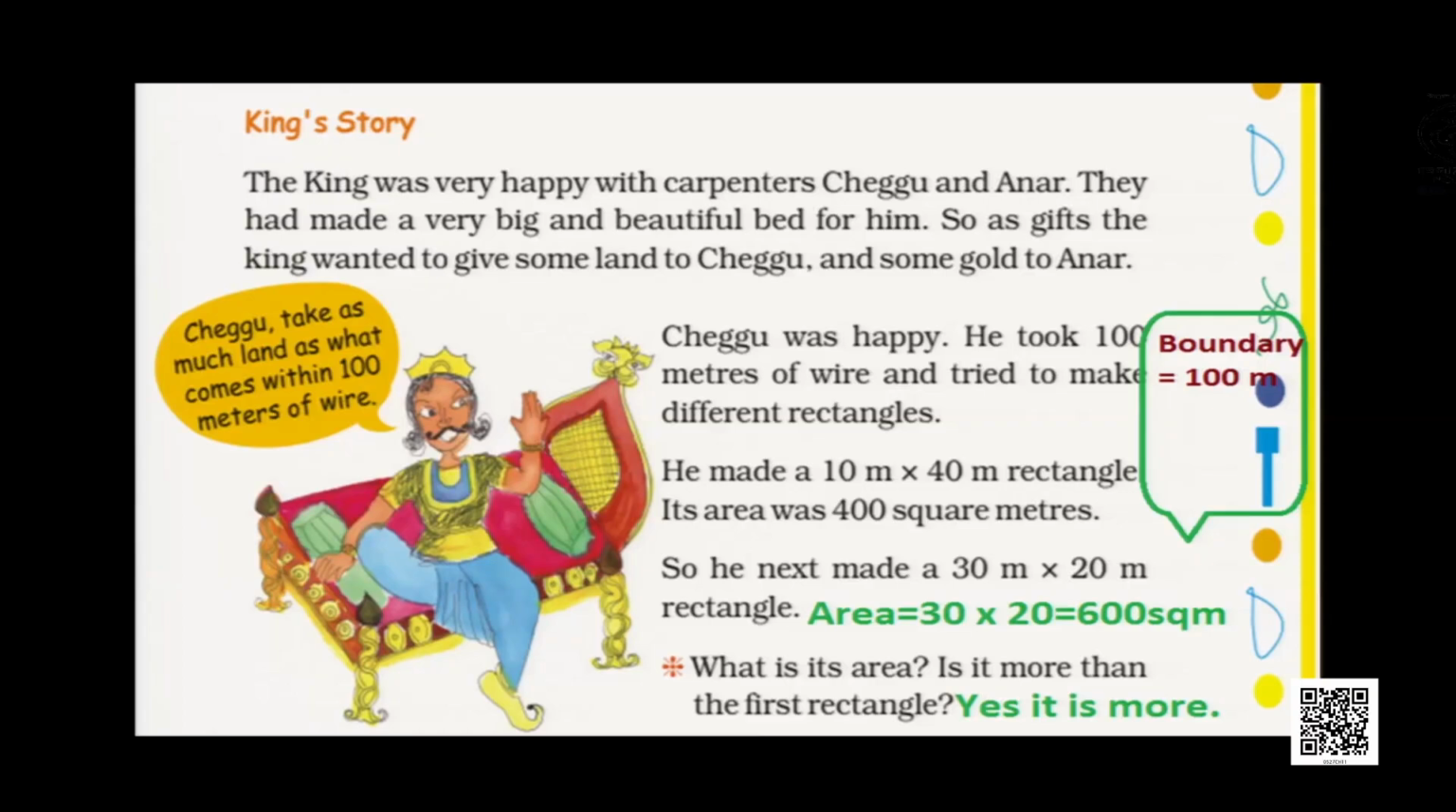First, what he did, he made a land of 30 meter into 20 meter. Okay, so what is area? 30 into 20, he got 600 square meter. So he said I should do it in another way. What he did, first one he did 10 into 40 meter. So he got 400 square meters. Then he tried 30 meter into 20 meter, he got 600 square meter. So 600 square meter is naturally more than 400 square meter.